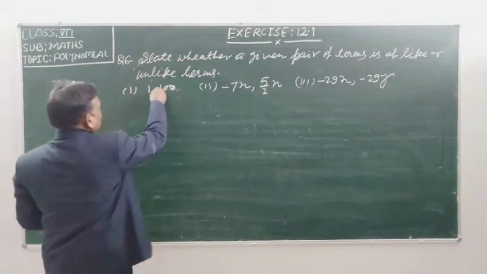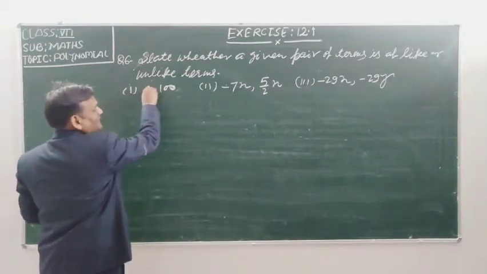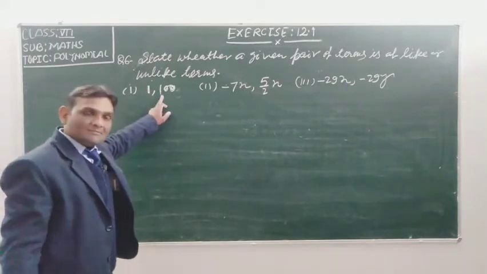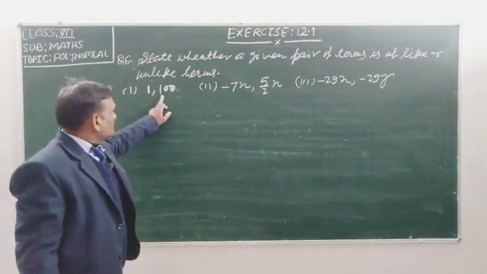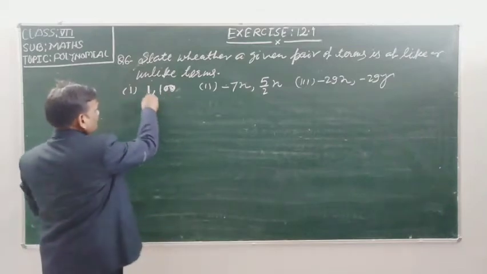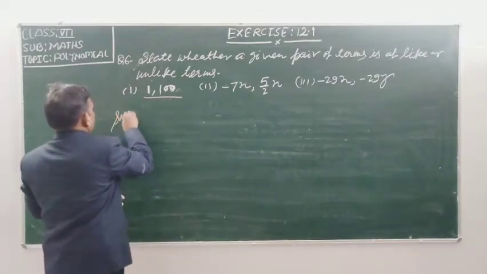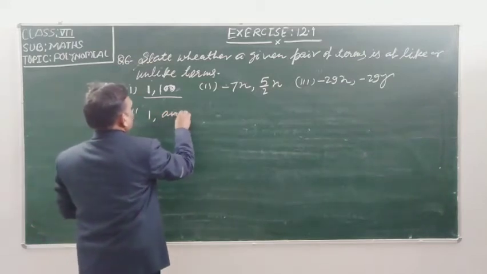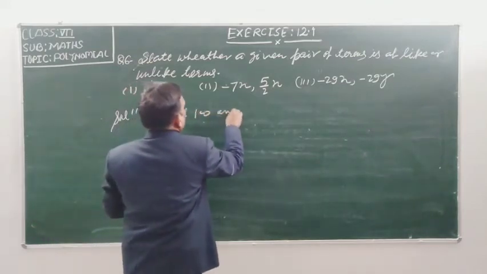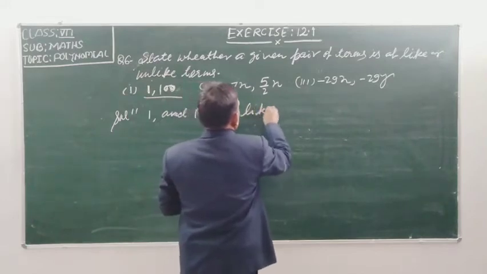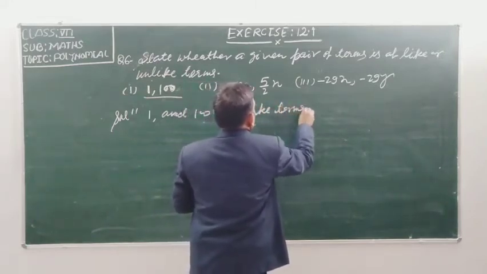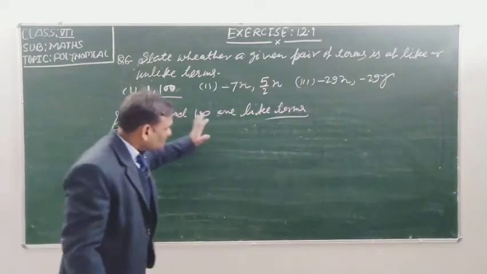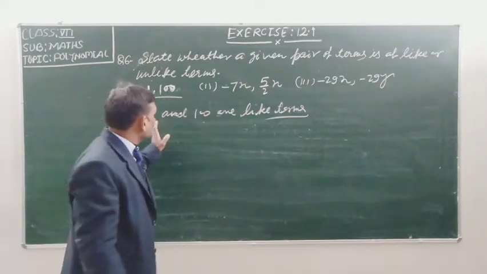So here this is one number and this is also a numeral, a number. So these are like terms. 1 and 100 are like terms. Why? Because both are numbers, both are numerals.